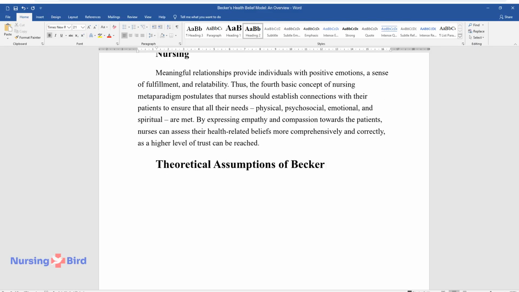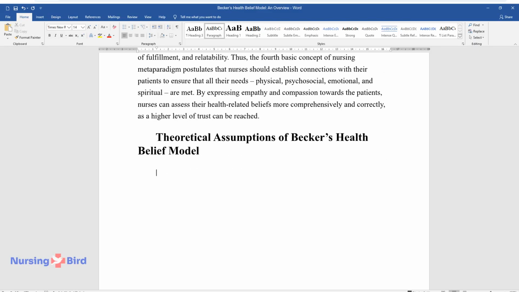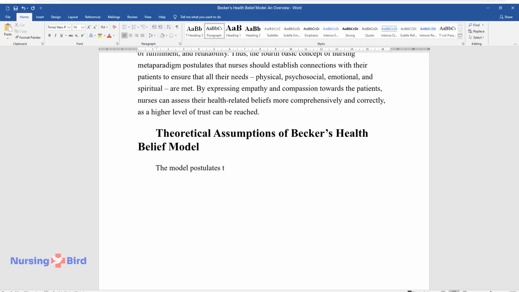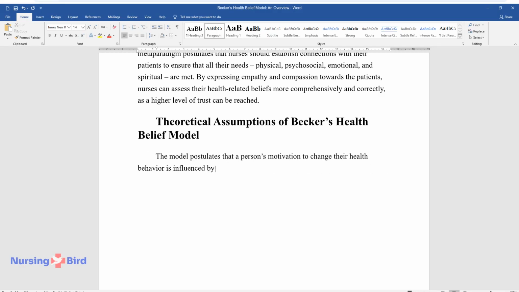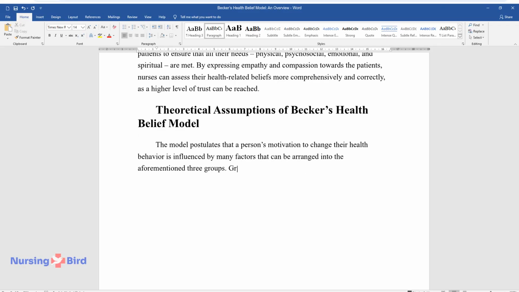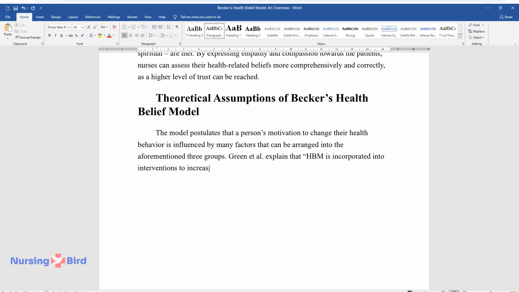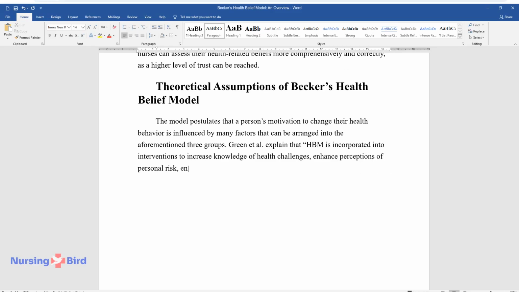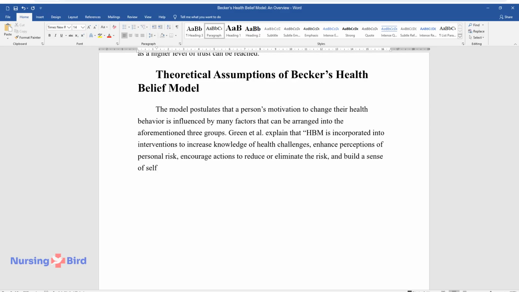Theoretical assumptions of Becker's health belief model. The model postulates that a person's motivation to change their health behavior is influenced by many factors that can be arranged into the aforementioned three groups. Green et al. explain that HBM is incorporated into interventions to increase knowledge of health challenges, enhance perceptions of personal risk, encourage actions to reduce or eliminate the risk, and build a sense of self-efficacy to undertake the needed changes.